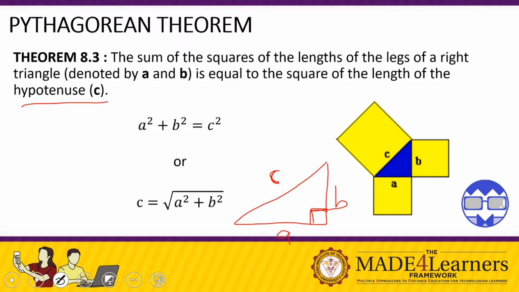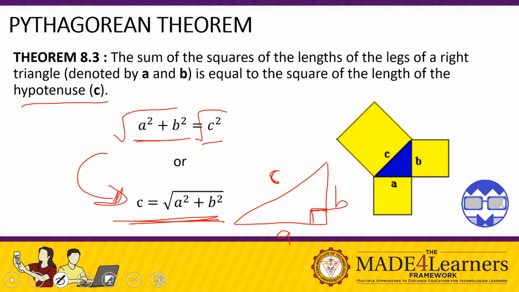So the sum of the squares of the shorter sides, the shorter legs, A squared plus B squared, is equal to C squared, or the longest side. Or we can have this here, if we're trying to extract the length of C, we just take the square root by square rooting both sides. So this is what happened here.